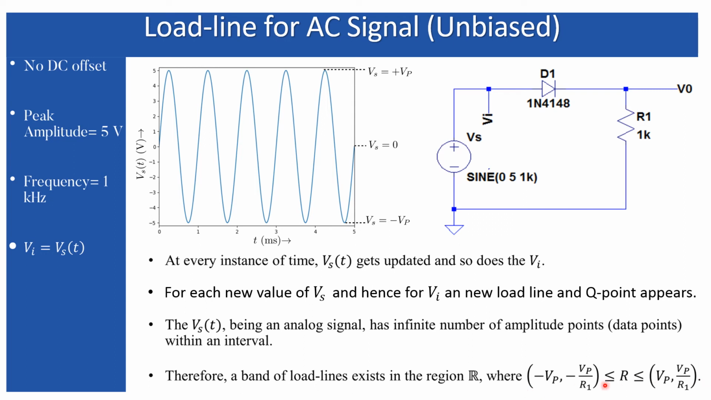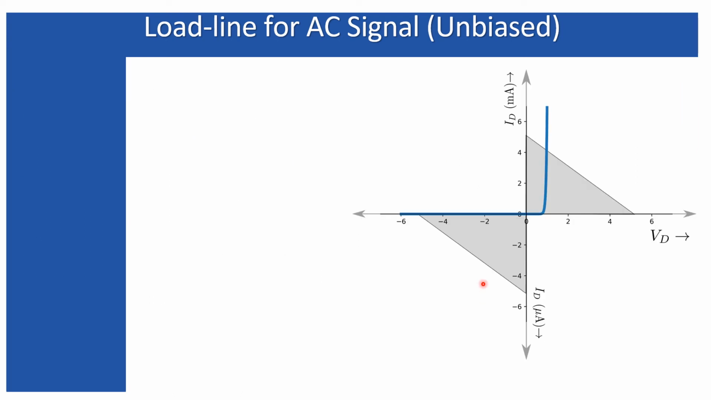So all the load lines will cover the region between these two points. Let's see how it is covering. This is minus Vp and this is minus Vp by R1, so it is minus 5 volt and minus 5 milliampere, and this is plus 5 volt and plus 5 milliampere. In between these two extreme load lines there exist all the load lines.